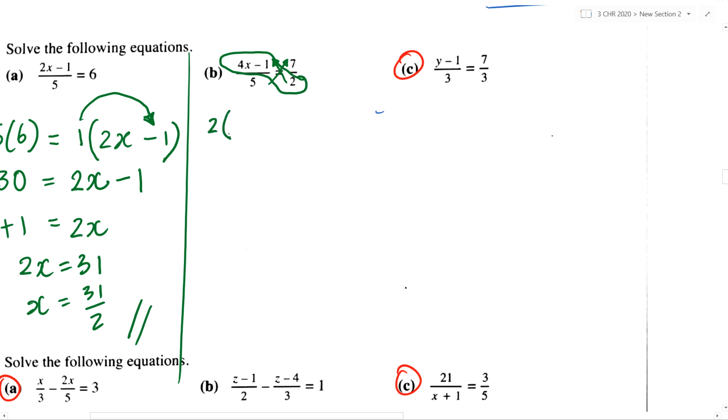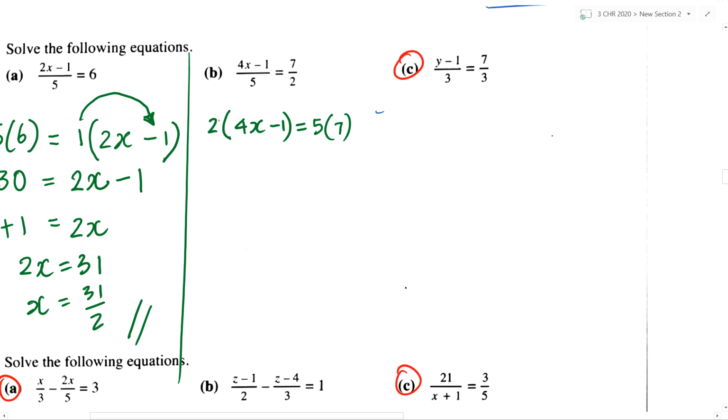2 times of, we must put the brackets, 4x minus 1. If there are no brackets, your answer will not be correct. So here we have 2 times of 4x minus 1. We put down that it is equal to. Now this is done. On the other side, we have 5 times 7. We are now going to expand.